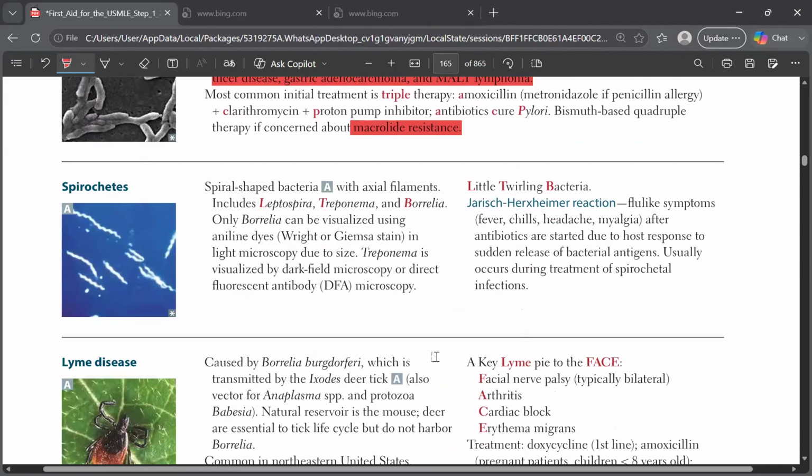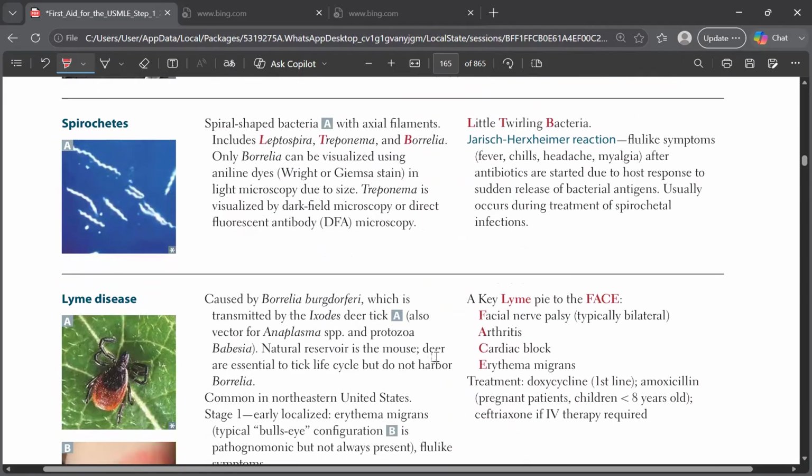The next group is spirochetes that are spiral-shaped bacteria with axial filaments, include Leptospira, Treponema, and Borrelia. Only Borrelia can be visualized using aniline dyes, right? Others are too thin to stain in light microscopy due to size. Treponema is visualized by dark field microscopy or direct fluorescent antibody or DFA microscopy.